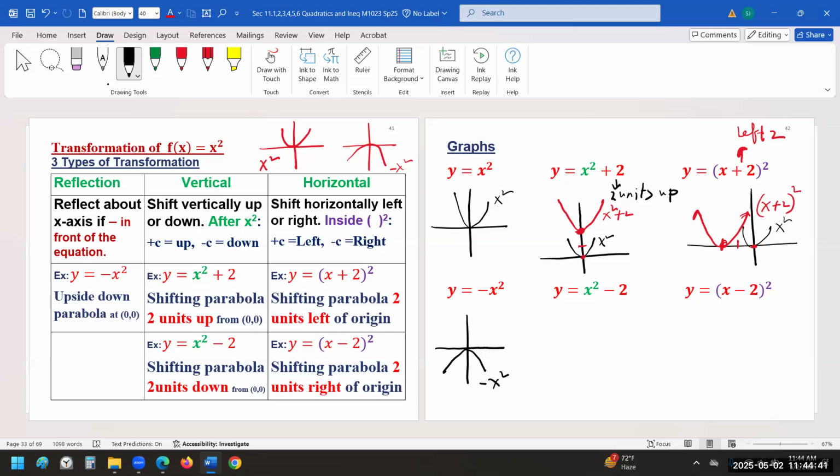Okay. And then here we have negative 2 after your x squared. So which direction do we go? Down. Perfect. We go down 2. So this is the original one, x squared. We are moving our vertex down 2 and drawing the same parabola. So x squared minus 2.